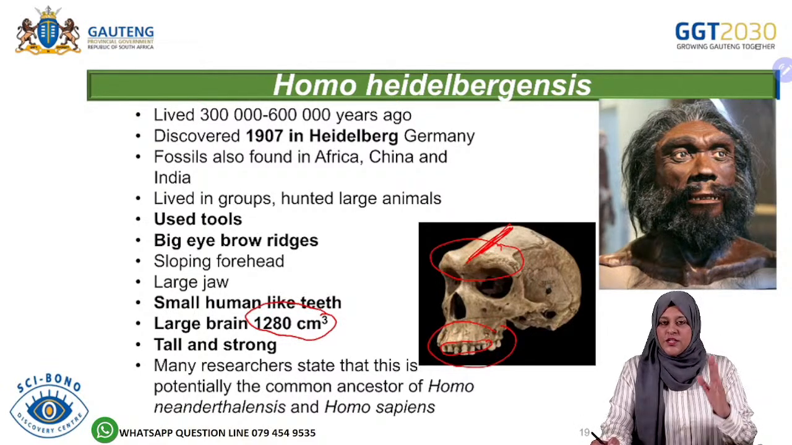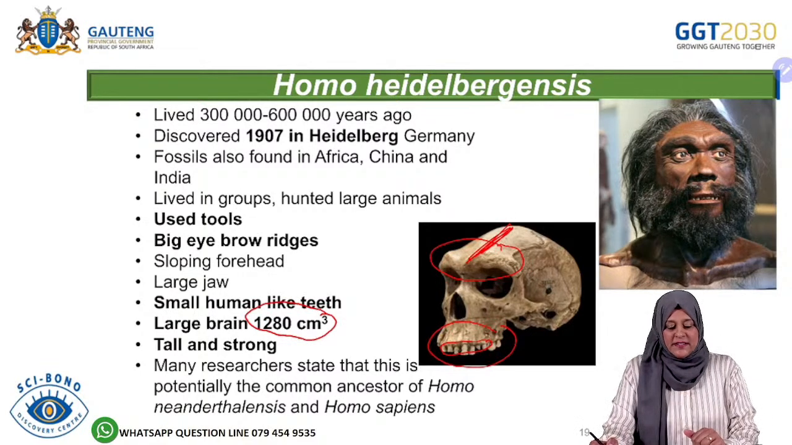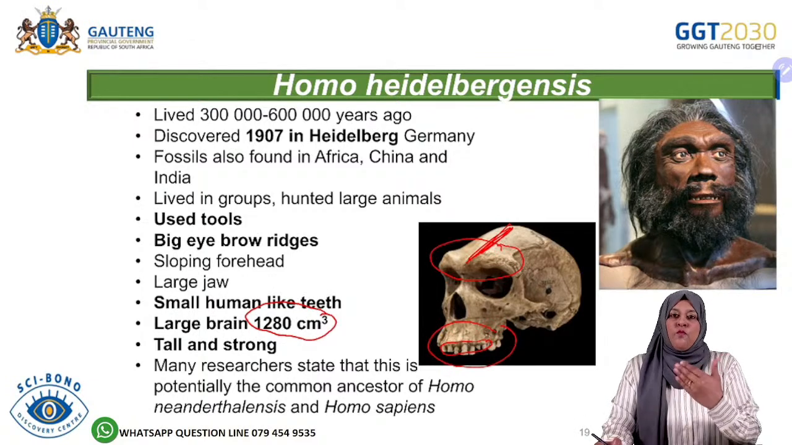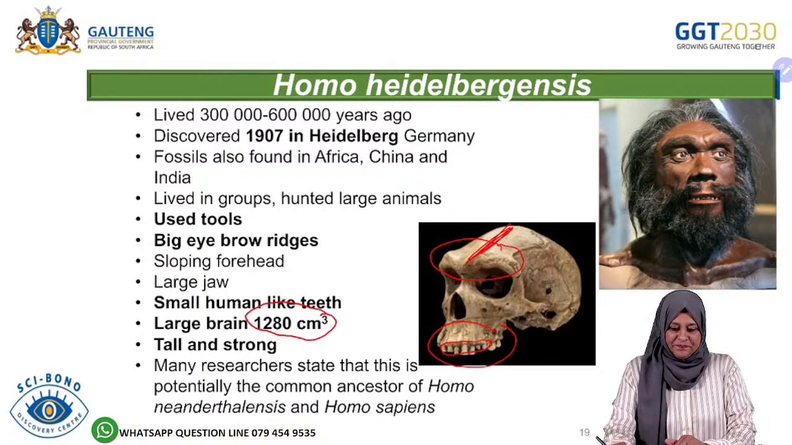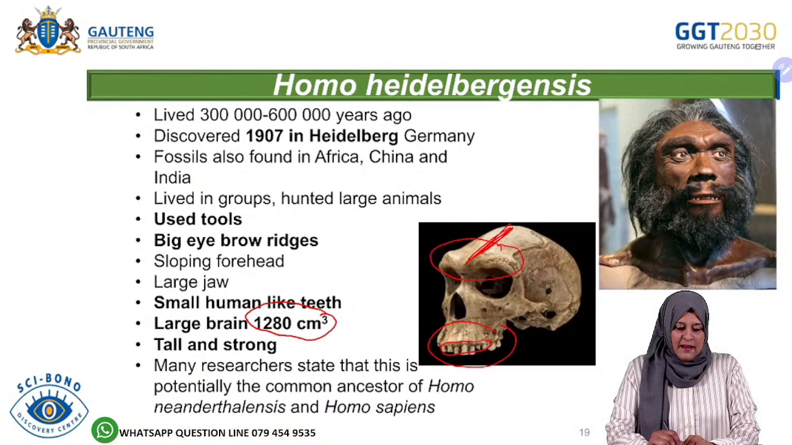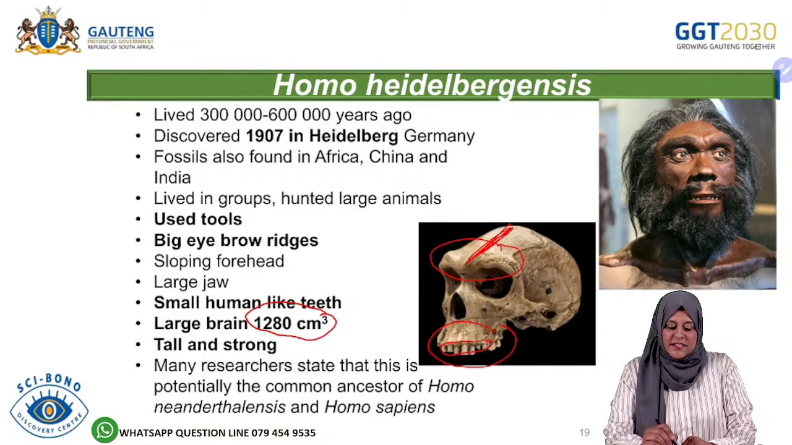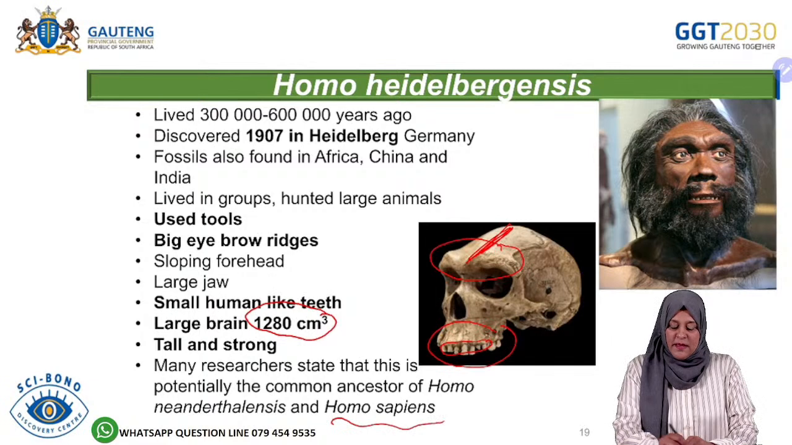So can you see, as you move to the higher brain sizes, you find that these organisms do more, use tools more, and evolve more with technology, right? They were tall and strong. Many researchers state that this is potentially the common ancestor of Homo neanderthalensis and the Homo sapiens.